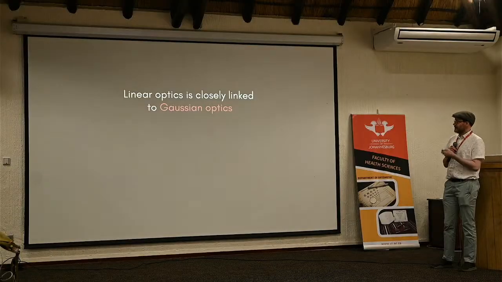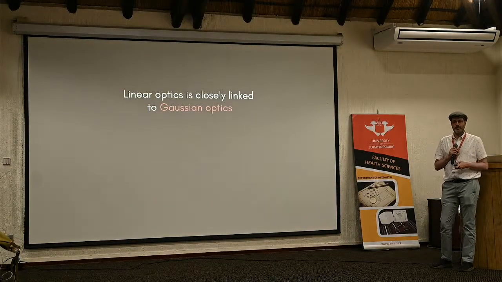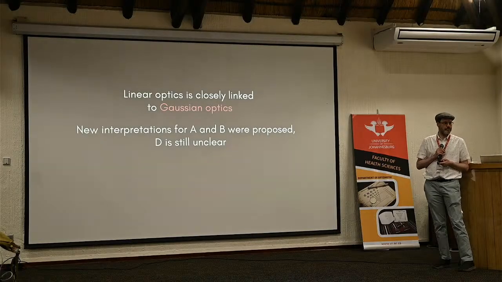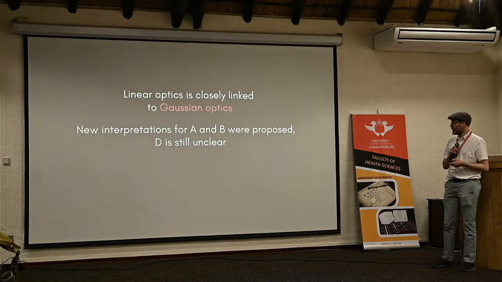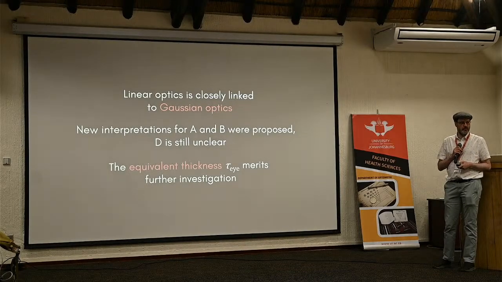So to conclude, linear optics is closely linked to Gaussian optics. Of course, they are 2 branches of the same thing, so that was to be expected. We have new interpretations of A and of B. D is still unclear. When we started, Tanya said she really wanted to know D. It's still kind of unclear what that proportion means, but we're working on it. And the equivalent thickness is a new concept, and we're still going to dig a bit deeper into that.